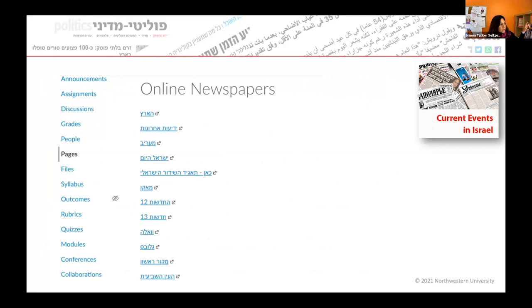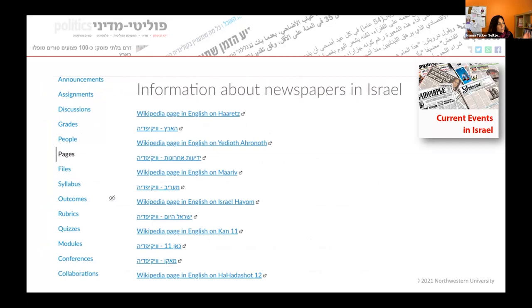Yeah, so there was a page with information about the newspapers, and there was a page on how to go directly to the home pages of these newspapers. The idea is that students will be exposed to various newspapers, rightist and leftist newspapers, religious and secular newspapers, with social agenda and so forth.